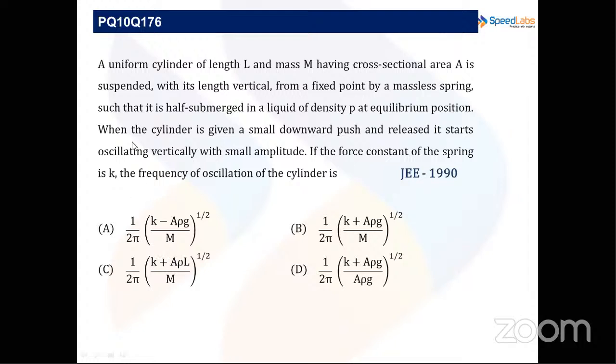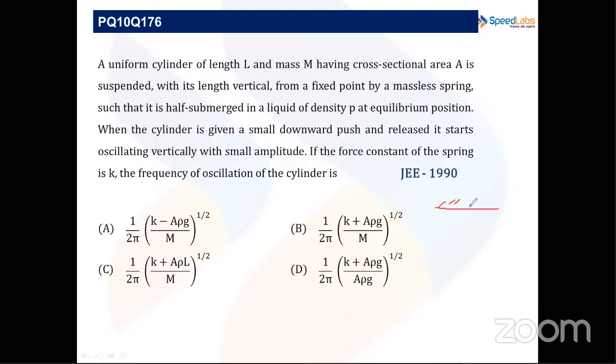This one. A uniform cylinder of length L, mass M, having cross-sectional area A, is suspended with its length vertical from a fixed point by a massless spring such that its half is submerged in a liquid of density rho at equilibrium position. So it is suspended.